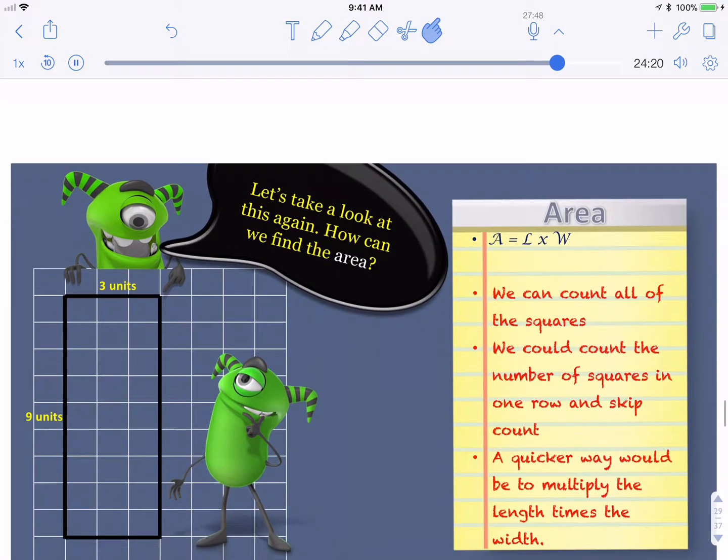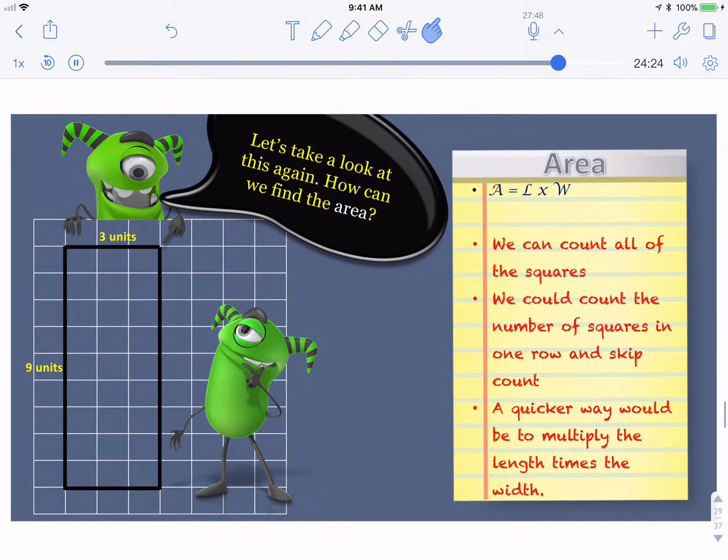Let's take a look at this again. How can we find the area? So area, the formula for area is length times width. We can count all the squares. We could count the number of squares in one row and skip count. A quicker way would be to multiply the length times the width.